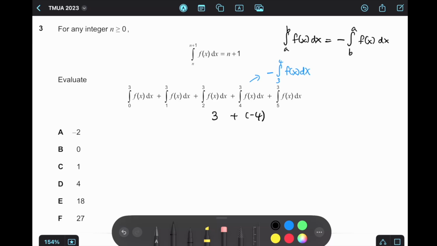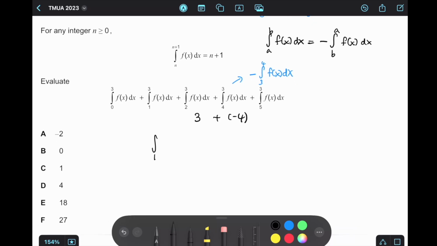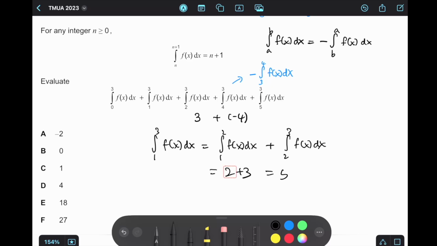So now comes the remaining integrals, which are the first one, the second one, and the fifth one. How would we find out, for the second one, the integral from 1 to 3 of f(x) dx? It turns out that the integral from 1 to 3 of f(x) dx is nothing but the sum of the integral from 1 to 2 of f(x) dx plus the integral from 2 to 3 of f(x) dx, which is equal to 2 plus 3, which is 5. So this one over here is equal to 5.